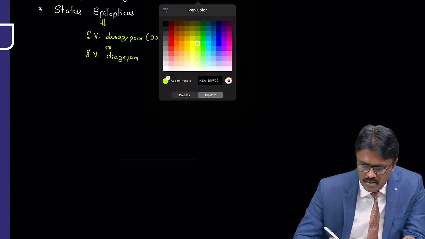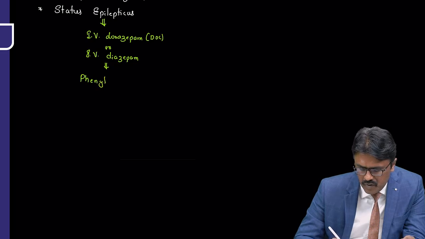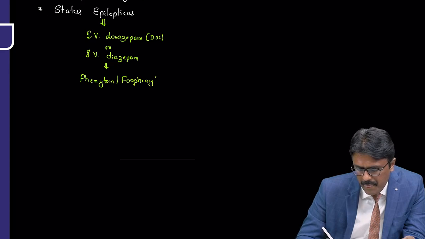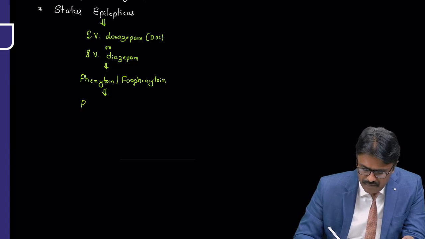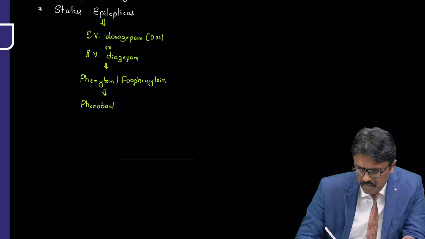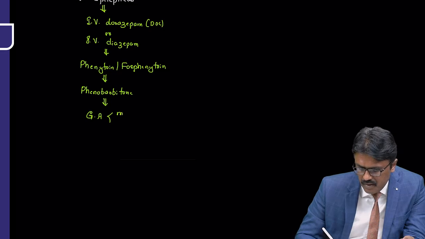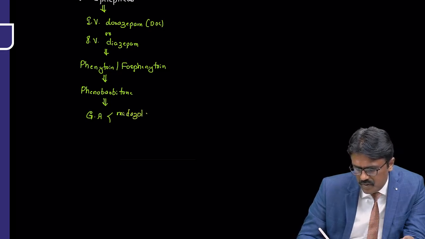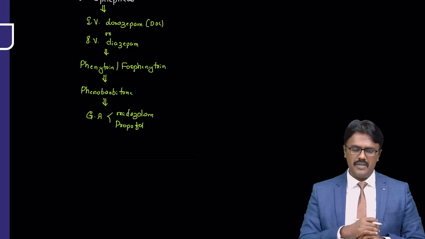Still if the patient is having seizures, then you have to change the medication, and add phenytoin or fosphenytoin. Still if the convulsions are not subsiding, then you have to add phenobarbital. Still if the patient is convulsing, then the last resort is general anesthesia. It is given with either midazolam or propofol. So this is the usual protocol used for managing status epilepticus.